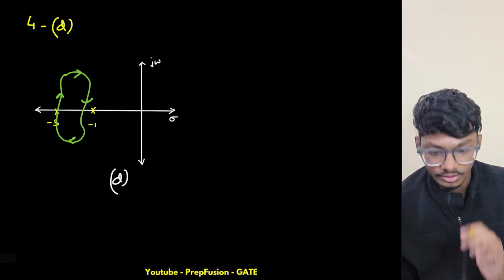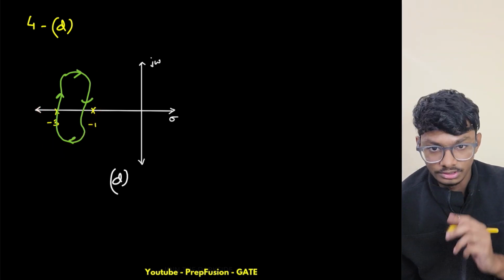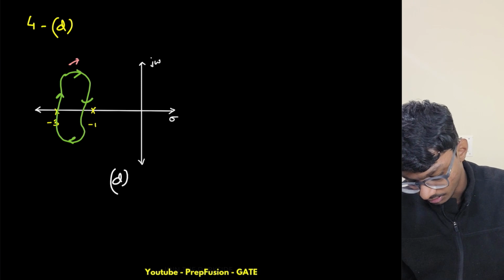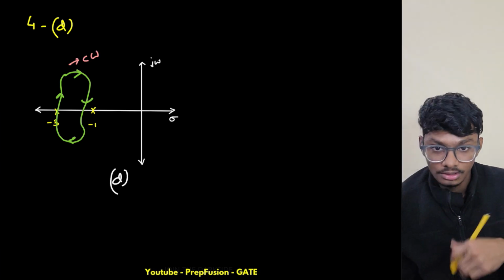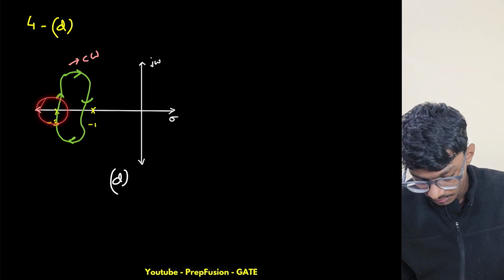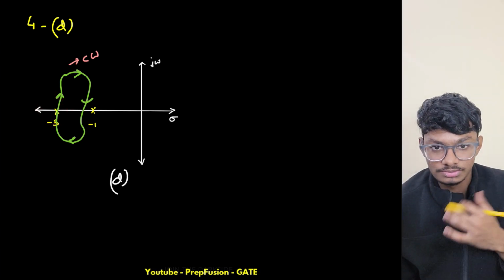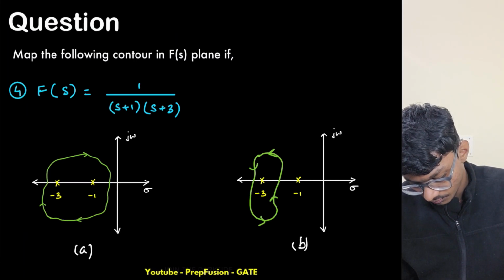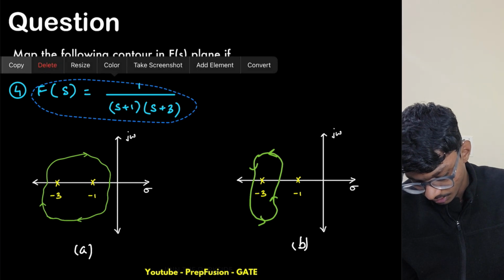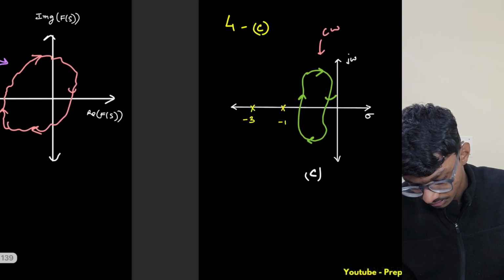Here we observe that we have a contour in the clockwise direction, and we have a pole on the contour itself. So this becomes very difficult for us to plot. We'll see how to plot this. First, what I will do is take the mapped function.